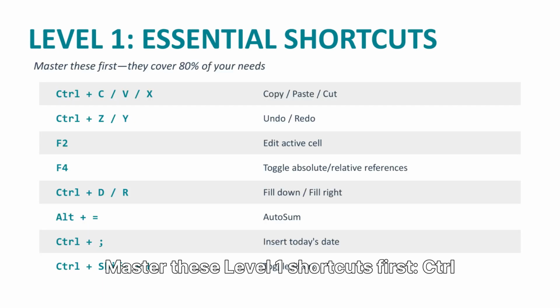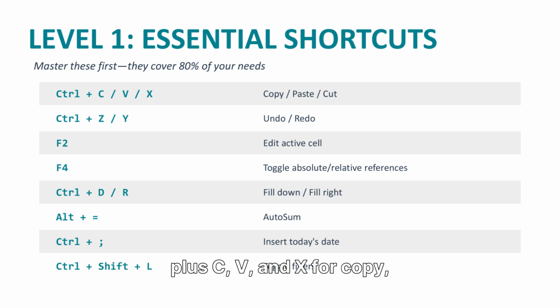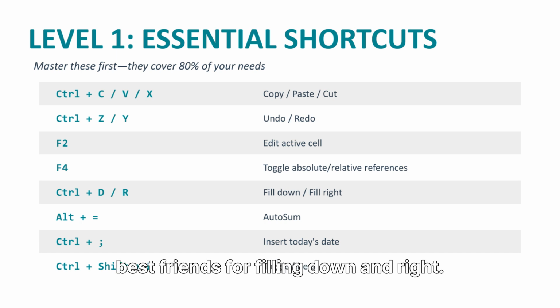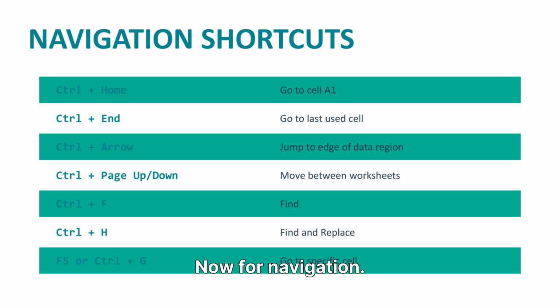Master these Level 1 shortcuts first: Ctrl+C, V, and X for copy, paste, and cut. And never forget Ctrl+Z to undo. F2 edits the active cell, while F4 toggles your references. Ctrl+D and R are your best friends for filling down and right. Now for navigation. Use Ctrl+Home to jump to cell A1 and Ctrl plus the arrow keys to fly across your data regions. Ctrl+Page Up and Page Down move you between sheets, while Ctrl+F and H help you find and replace anything instantly.